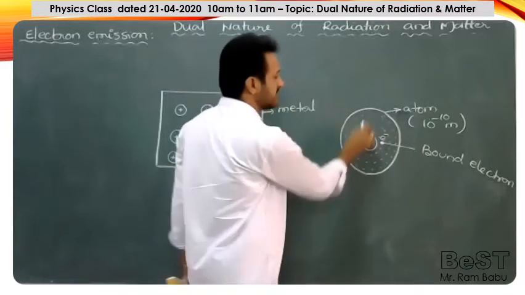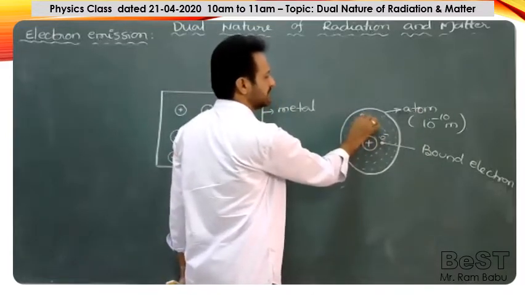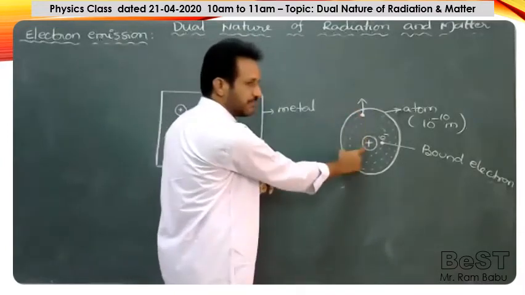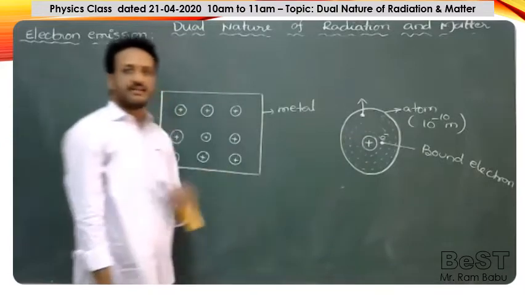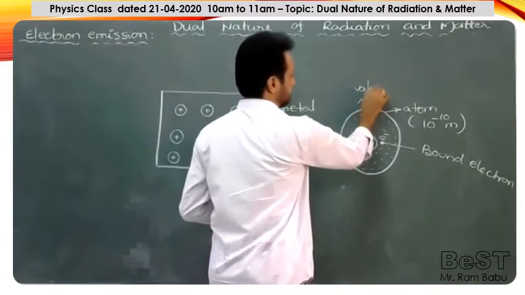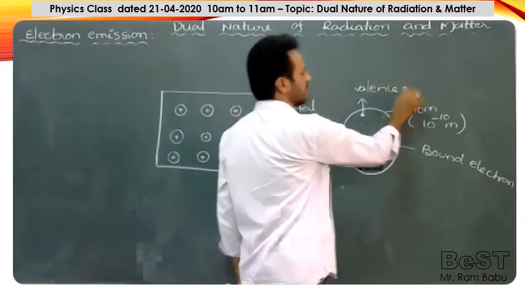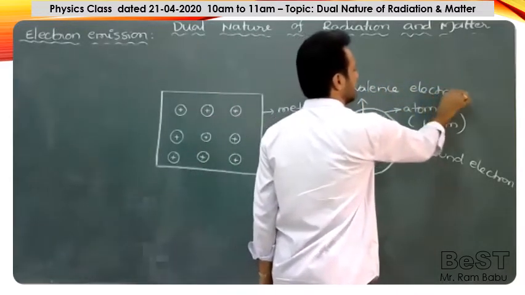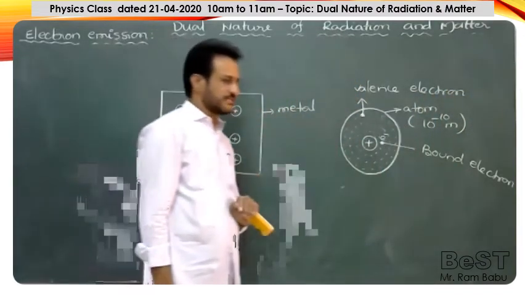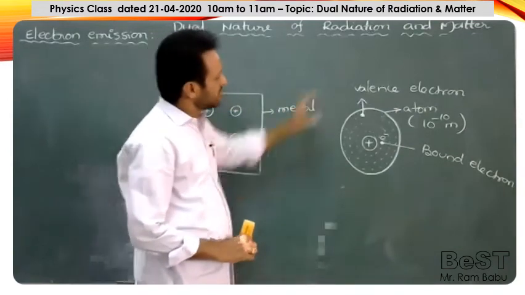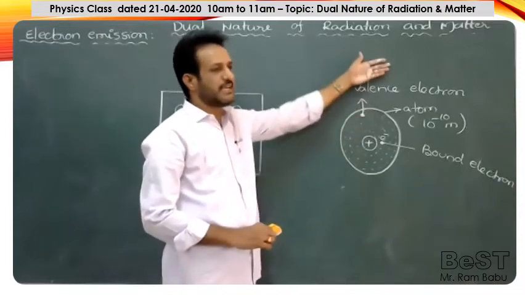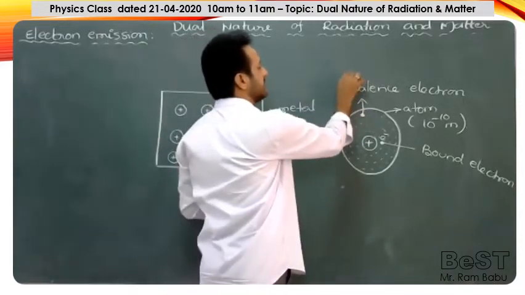And some electrons are in the outermost orbits of an atom. This distance is more from the nucleus, that's why these electrons have less interaction, and they are called valence electrons. So electrons in the outermost orbit are called valence electrons, and electrons in the innermost orbit are called bound electrons. These are the two types of electrons. At room temperature, a little bit of energy is gained by an electron, and the electron may come outside from the atom.